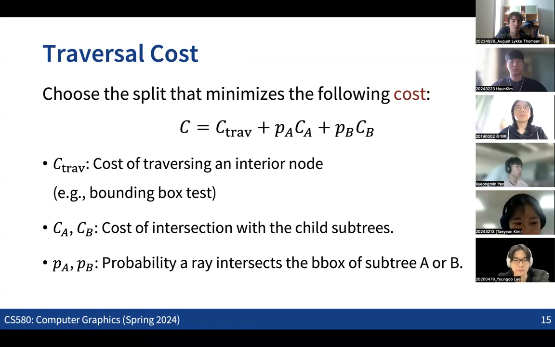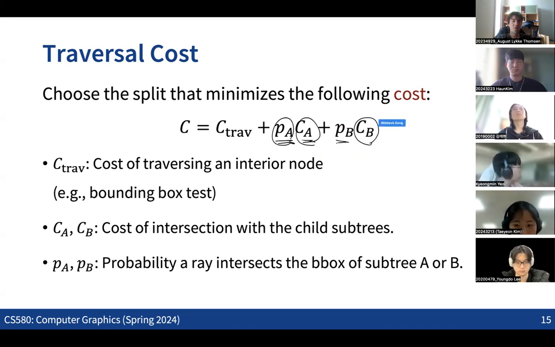For each of the two subtrees, we can calculate how likely a ray will hit each of the bounding boxes of the subtree, and also what the cost is of traversing all the things inside each subtree. So these are two quantities that we can define, right? Does it make sense?